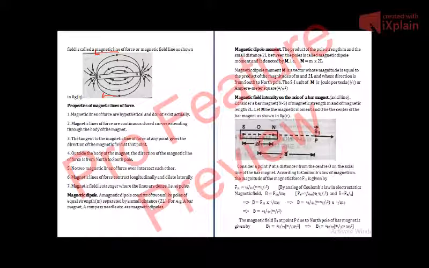Then the seventh one is that the magnetic field is stronger where the lines are dense. That is at poles. At poles, the magnetic field is stronger than the magnetic field at other places.